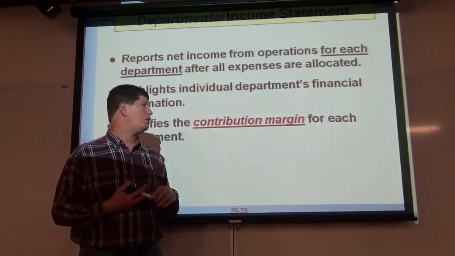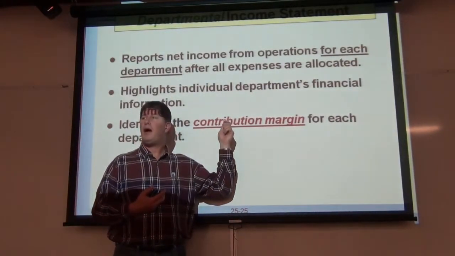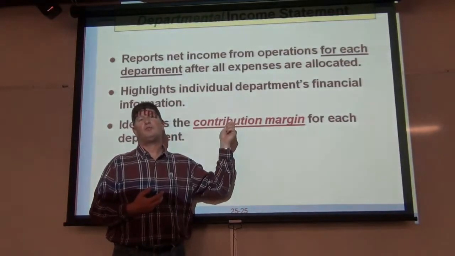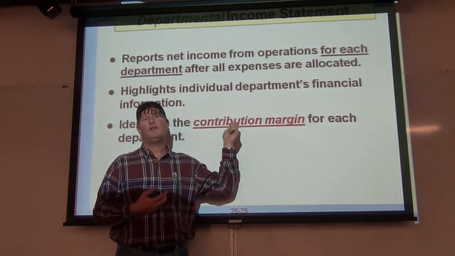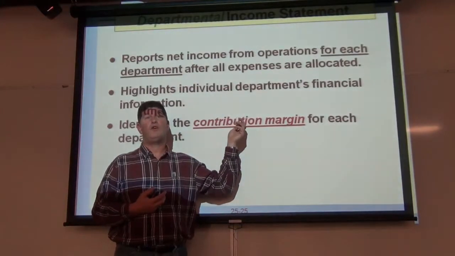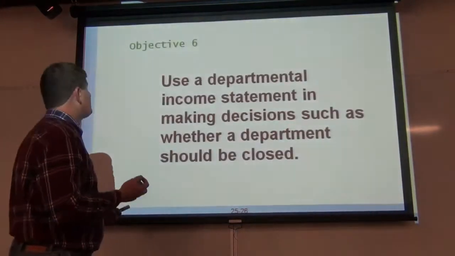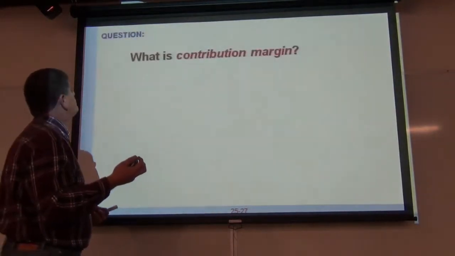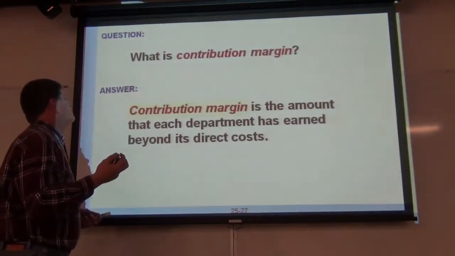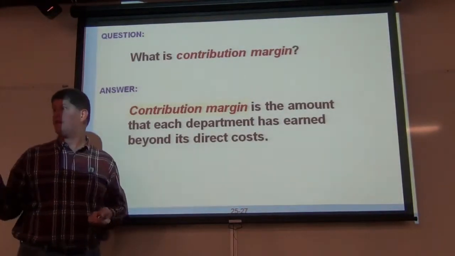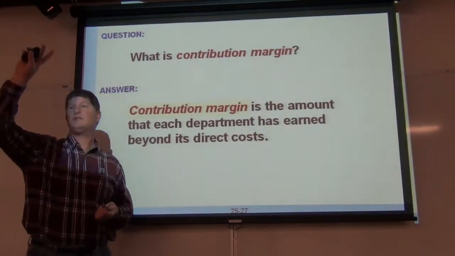So what we want to look for is a positive contribution margin and enough contribution margin to cover the G&A, the overhead that gets allocated to the department. I'll show you an example. Contribution, the amount each department has earned beyond its direct costs. We got this, right? What's direct costs?